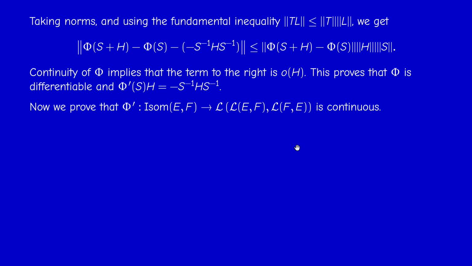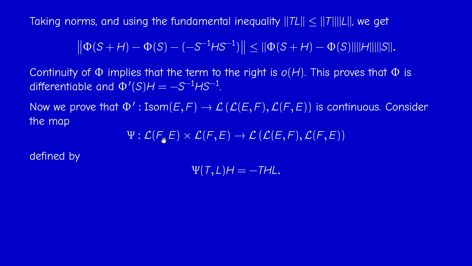I prove that phi prime is obtained by a composition of continuous maps, as you may check. First of all, we consider a bilinear map from this product. The first component is a linear bounded map from F to E. The second component, same thing, and the value is a linear bounded map between these two. So this is the operator psi. Psi is a function of two variables, t and l. T is here, l is here, same thing, and the value is actually a linear map again. So I take h to be an element here, and the result would be an element here.